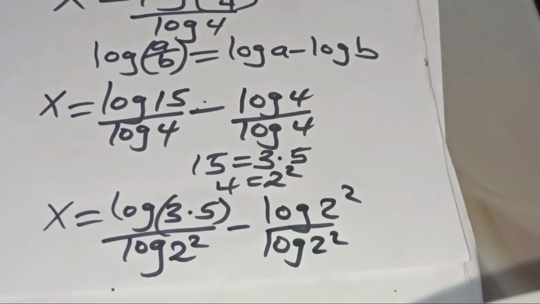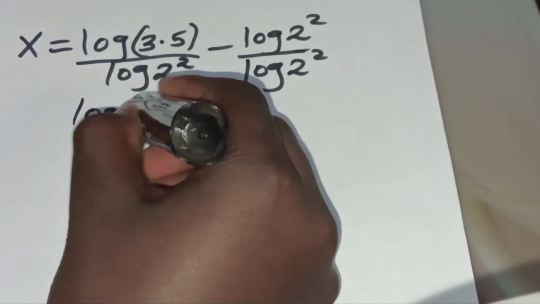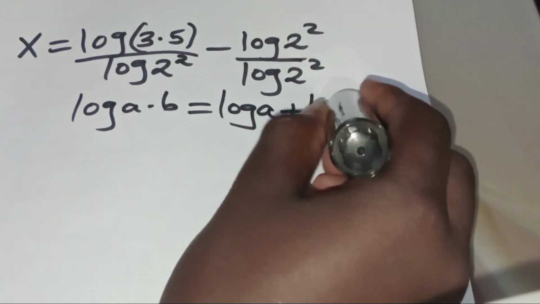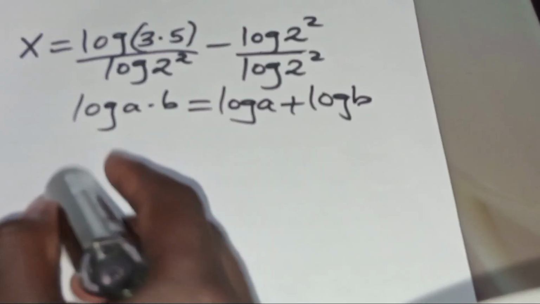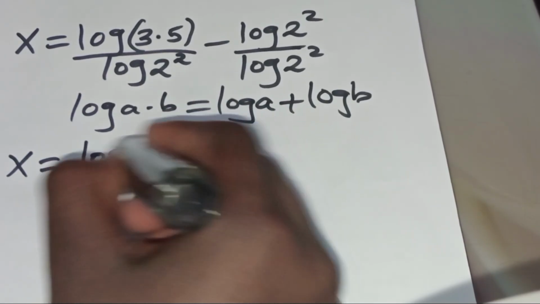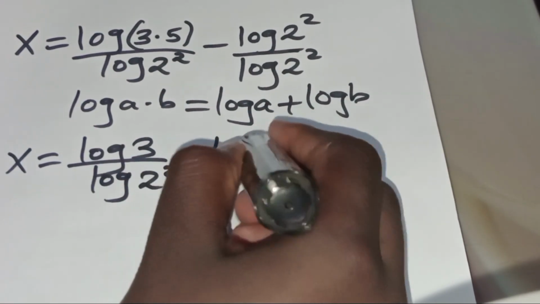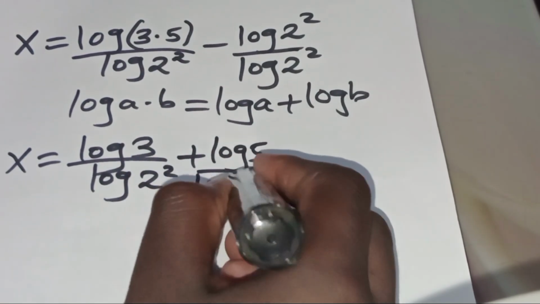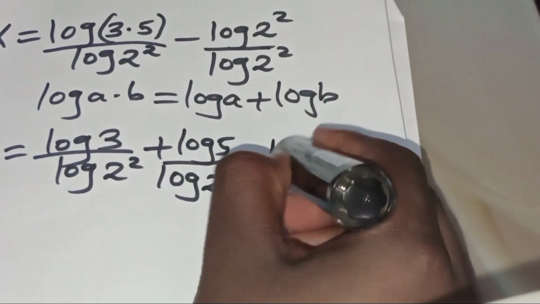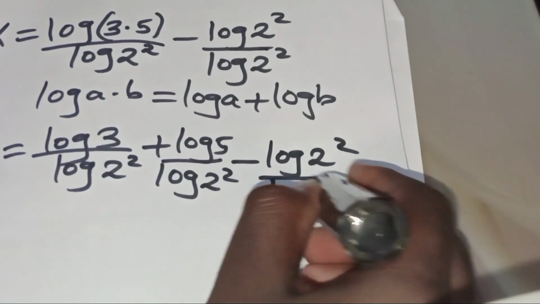So let's proceed. After that, log 3 times 5 is actually in the form of log a multiplied by b, which you can express as log a plus log b. Now let's apply this particular property so that x is equal to log 3 divided by log 2 to power 2 plus log 5 divided by log 2 to power 2 subtract log 2 to power 2 divided by log 2 to power 2.